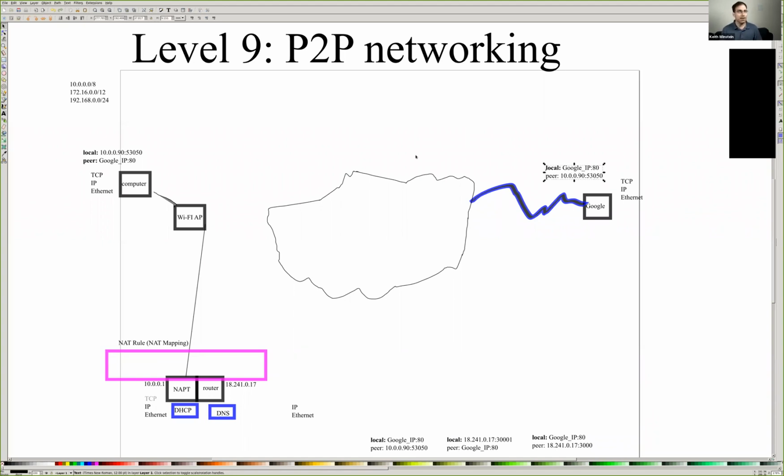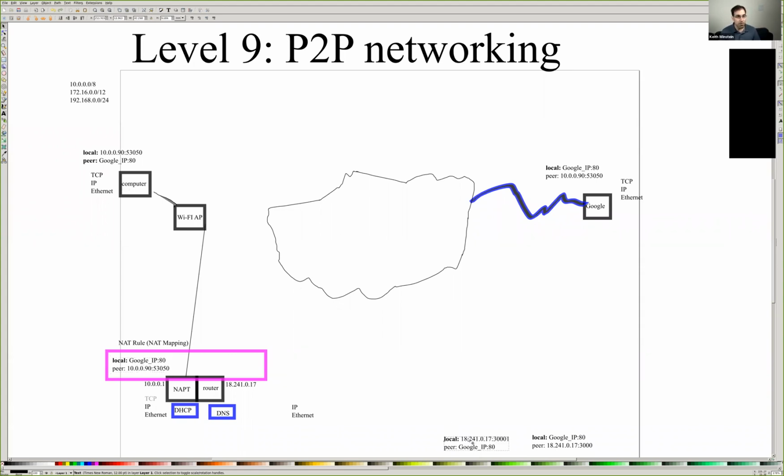So that's okay, because what does the NAT do when it sees that SYN segment go out? It creates a mapping. It says, okay, I see that someone locally is trying to connect from 10.0.0.90 to Google's IP, port 80. So I'm going to take the other side of that and create a local side of the mapping that says, I'm going to be Google's IP address, port 80. I'm going to pretend to be them. And my peer is this computer.